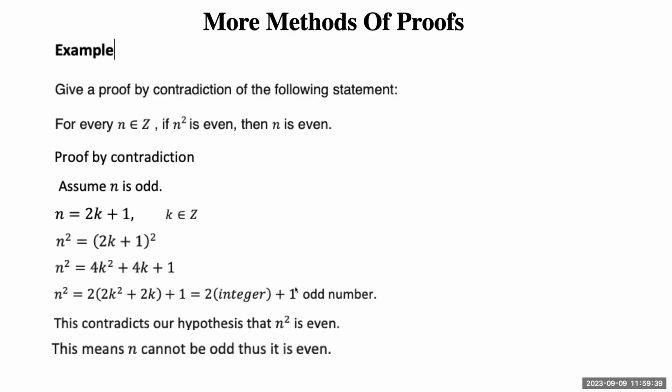So that's how contradiction works. We assume the opposite of the conclusion, and then we try to contradict the hypothesis. And if we do, then that means the conclusion can't be the opposite. It has to be what we originally thought. And that's exactly what we did here.